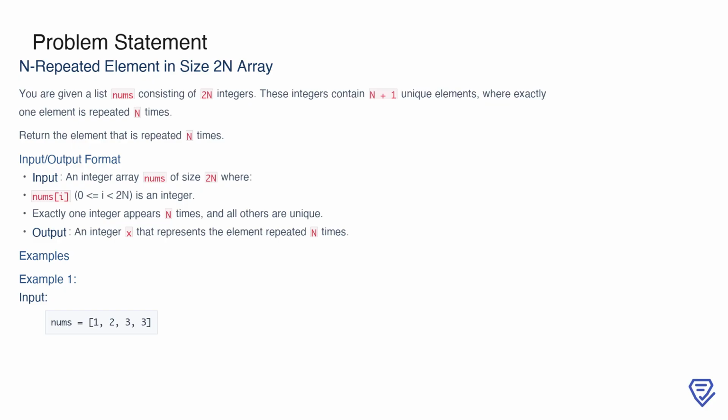Looking at the input and output format, the input is an integer array nums of size 2n. Each element in the array is an integer, and the single repeated element is guaranteed to appear exactly n times. The output will be an integer x, representing the repeated element in the array. Let's go over some examples to better understand how this works.